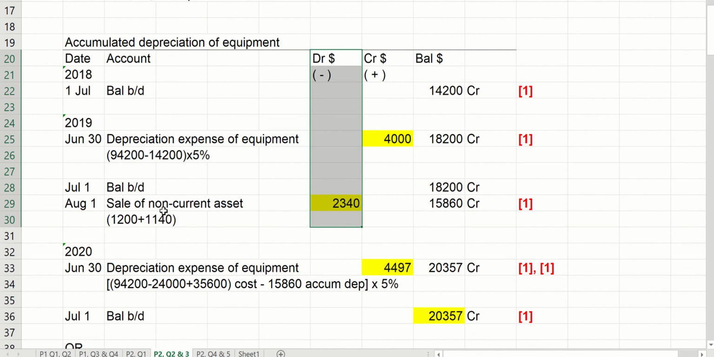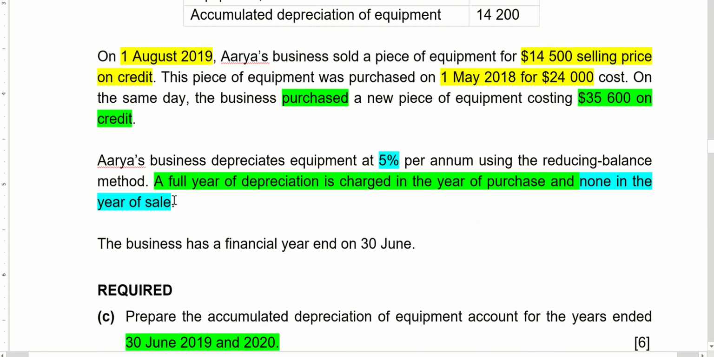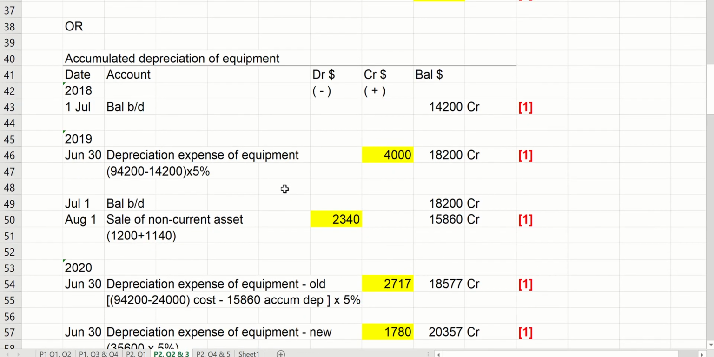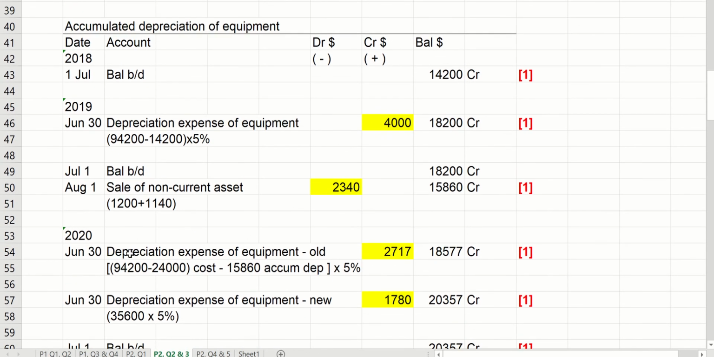Now the year end is 30th of June, and at the year end, you will need to calculate a depreciation of whatever equipment that you have left. All right. So don't forget that you also have a new equipment that you bought. So what I have done here is that I split up the old equipment and the new equipment to record it separately, because my tiny little brain cannot compute very big numbers or too many complicated things. So I like to split it up.